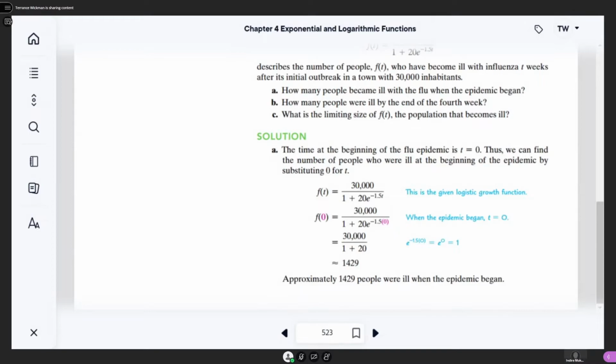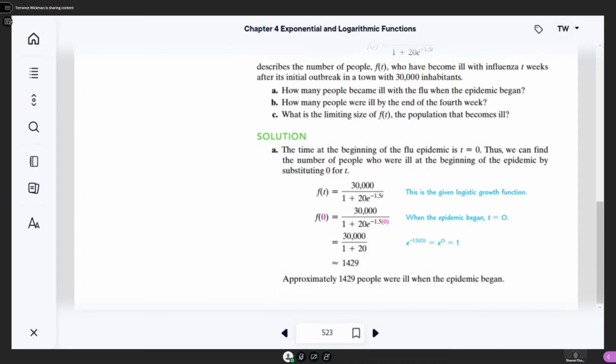Population of ill people. The amount of people that can become ill. The least number of population that is ill. No? What is the limiting population? Does it mean all the population? Yeah, that's the most that can get sick. So what is the most people that can get sick? 30,000?